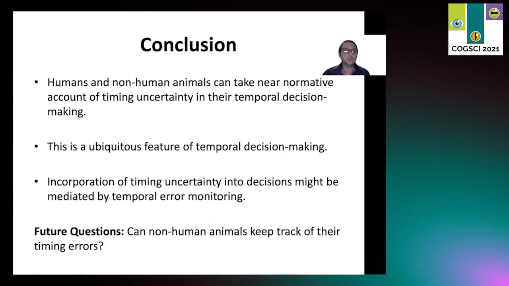So to conclude, humans and non-human animals can take near normative account of their timing uncertainty in temporal decision making and numerical decision making. They can take into account their own numerical uncertainty. This is a ubiquitous feature of temporal decision making. Incorporation of timing uncertainty into decisions might be mediated by temporal error monitoring. And one of the outstanding questions is whether non-human animals can also keep track of their timing errors.